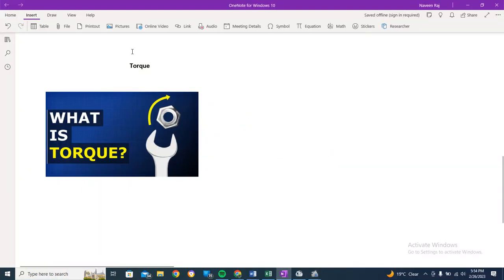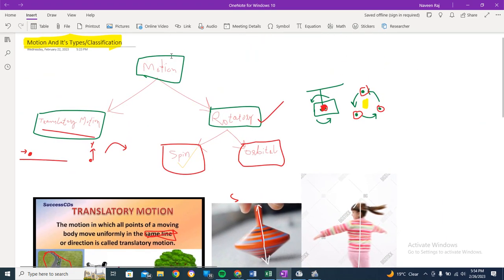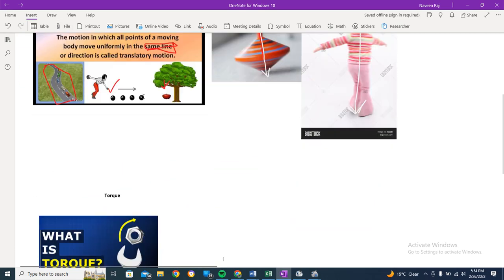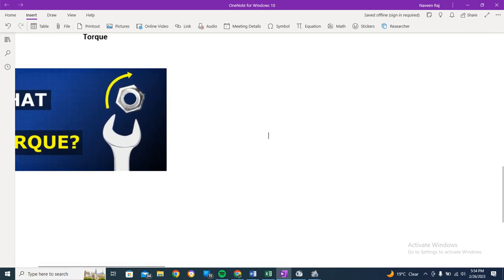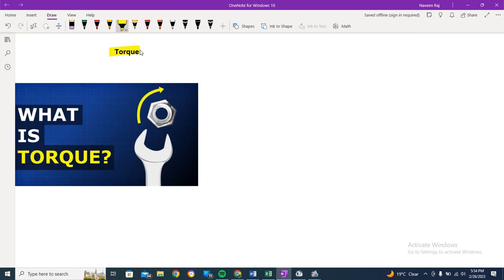In the last video we covered motion and its types, and if you haven't checked out that video, do check that out. In today's video we are looking at torque, which is a kind of force, and without wasting time, let's get into it. So let's understand what torque is.